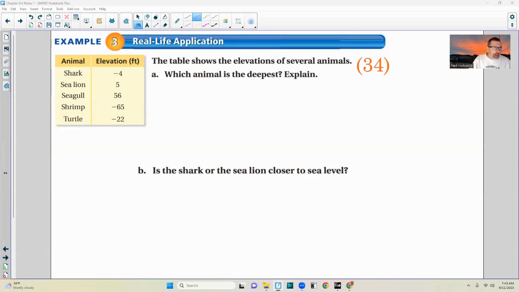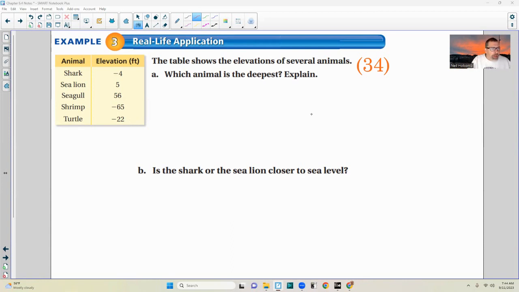Okay, so example 3 is a real life application. And it says the table shows the elevations of several animals. So here's the animal and the elevation in feet. So shark, -4 feet, which means it's 4 feet below sea level. The sea lion, 5 feet. Seagull, 56 feet. Shrimp, -65 feet, way down on the bottom of the ocean. And a turtle is cruising at -22 feet.